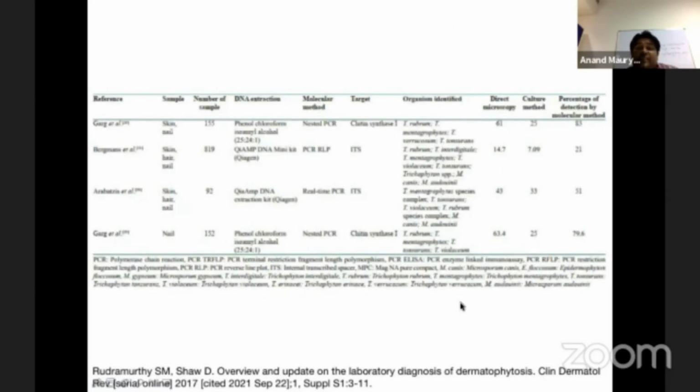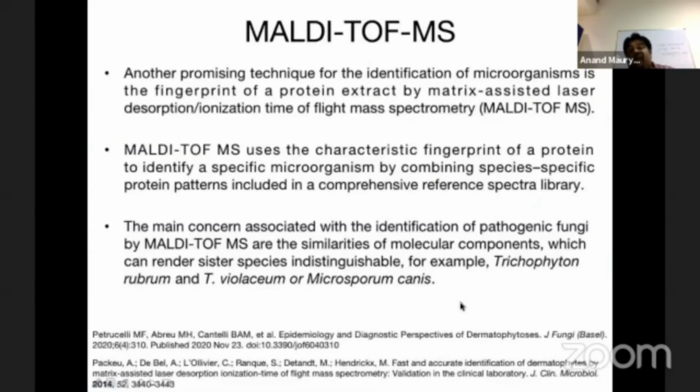Again, this is the same thing. And now come to MALDI-TOF. MALDI-TOF is a processing technique for the identification of microorganisms by fingerprinting the protein extract. It is very helpful for the characterization and fingerprint of the protein to identify the specific microorganism by the combination of species-specific patterns included in the reference spectral library.